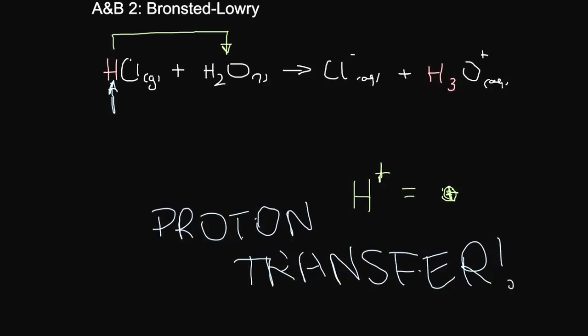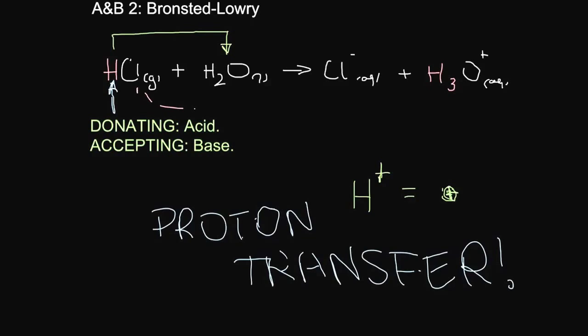Now, Bronsted-Lowry says that, I'll type this because it's really important that you get this. The thing that is donating is our acid. The thing that is accepting is our base. So in this reaction we have here, this hydrogen chloride is donating a proton, so this hydrogen chloride is our acid. This water is accepting a proton, so it's a base.